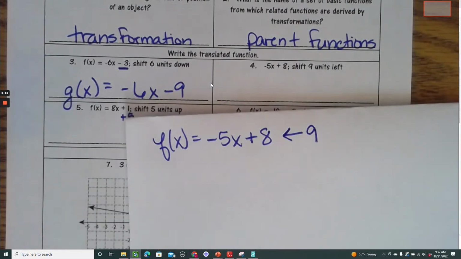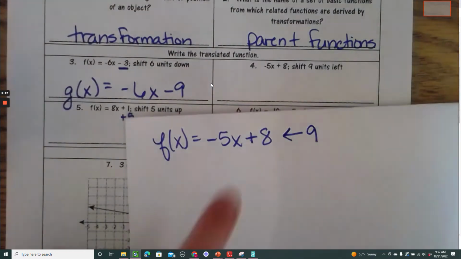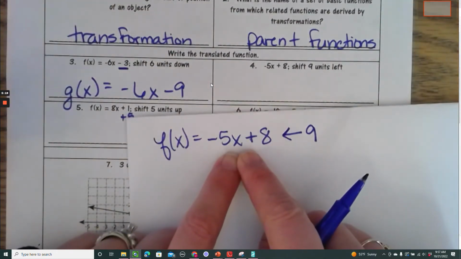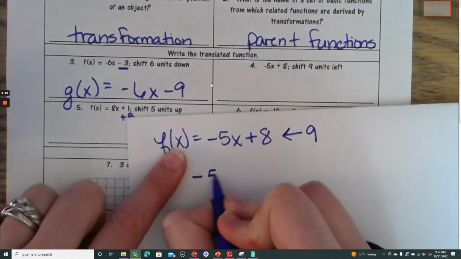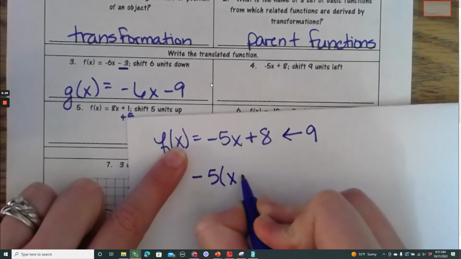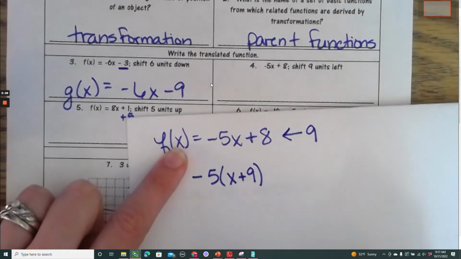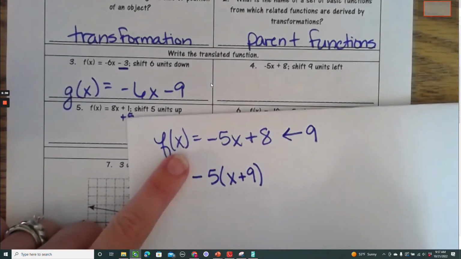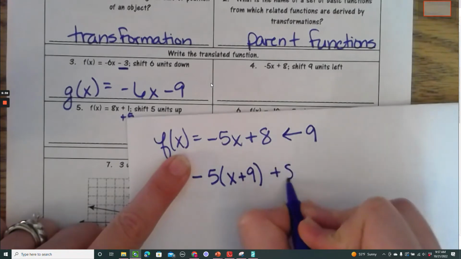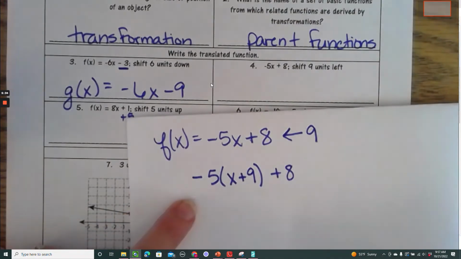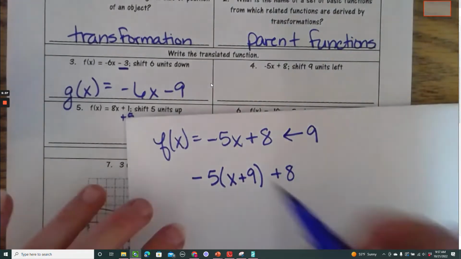Here's kind of where it gets weird, I guess is the only way to describe it. Going left, I mess with this x value. What I actually do is even though I'm going left, I'm going to add 9 to that x value. Okay. Then I have to simplify this function.